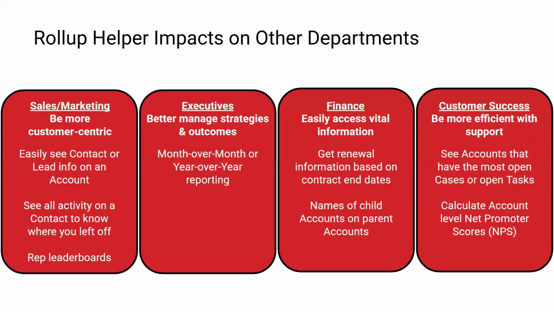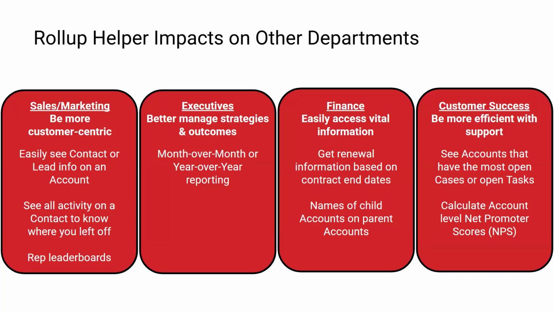Here are some downstream effects that admins can set up to support other teams. Help sales and marketing be more customer-centric by letting them easily see contact or lead information on an account, see all activity on a contact to know where they left off, and create rep leaderboards. Executives can better manage strategies and outcomes with information like month-over-month or year-over-year reporting. Finance will be able to easily access vital information, such as renewal information based on contract end dates or names of child accounts on parents' accounts.